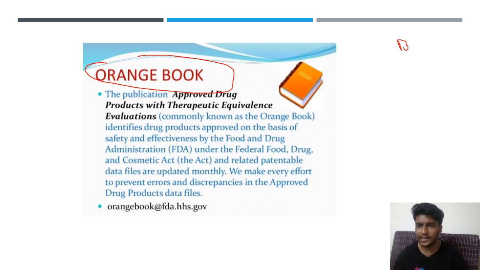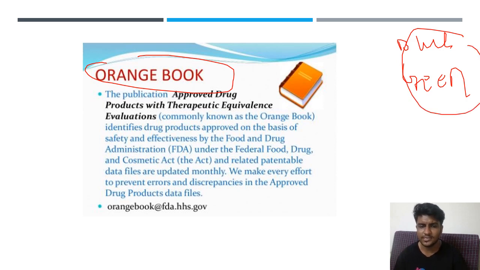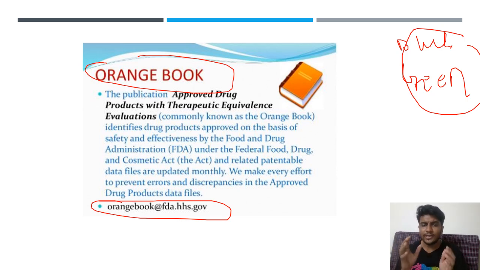Next comes the Orange Book. There is a Blue Book and a Green Book as well. Do have a look at the Blue Book and Green Book. It is also interesting, but right now for our interest it is just the Orange Book. You can refer to this website, orangebook@fda.hhs.gov. It is a publication of approved drug products with therapeutic equivalence evaluations. It identifies drug products based on efficacy and safety that are approved by the FDA, that is the Food and Drug Administration. That is why the Orange Book is closely associated with the Hatch-Waxman Act.